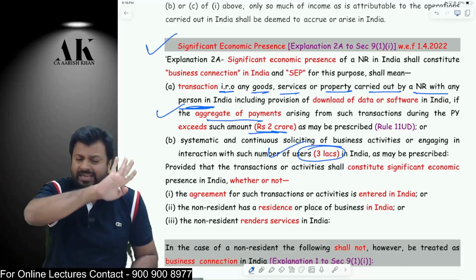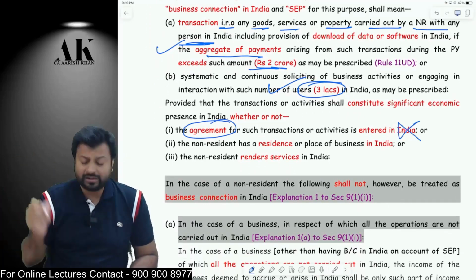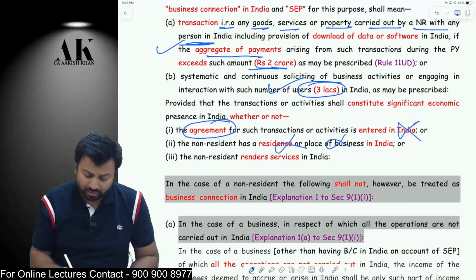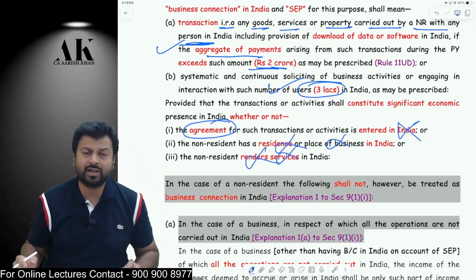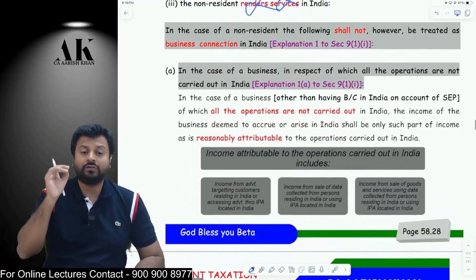In that case, it does not matter whether the non-resident has entered into an agreement in India or not, whether the non-resident has a residence or place of business in India or not, or whether the non-resident renders services in India or not. It doesn't matter in that case. All these things are of no role to play.